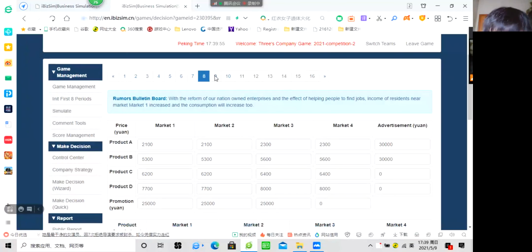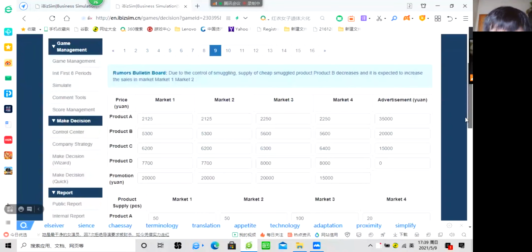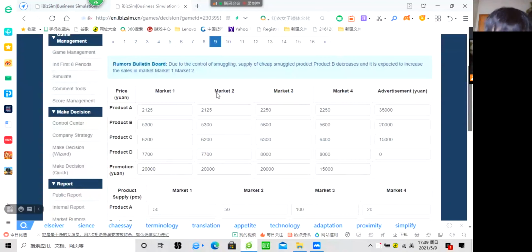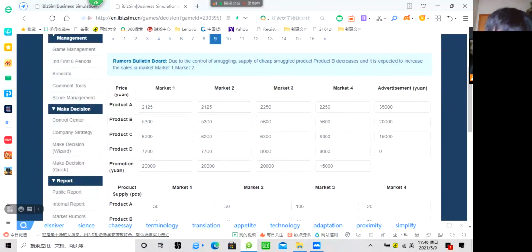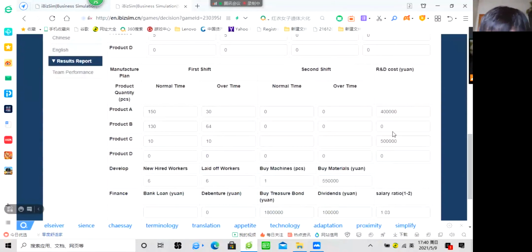So in term 9, the ninth quarter, the price we should reset, we should make by our own. And the very important thing is we should use our limited resources to produce as many products as we can.